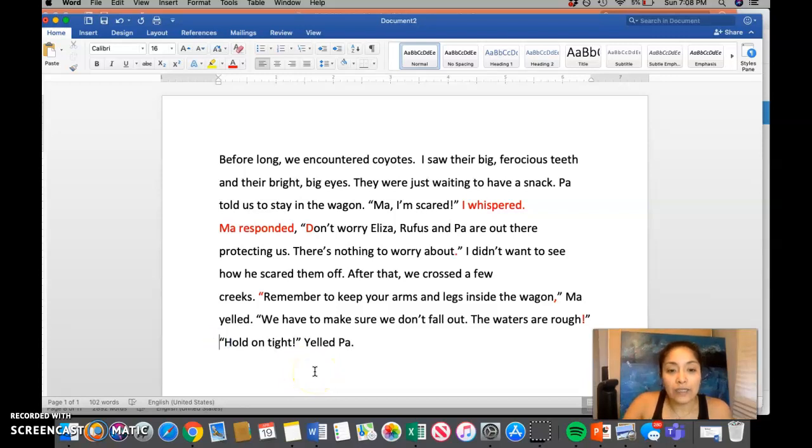"Hold on tight." So this is a new line. So it already made it a new line. "Hold on tight," yelled Pa. So here, this person noticed, yes, this is the end of the quote, but the tag is still part of the sentence. So that's something you have to keep in mind. The dialogue tag, if it's at the beginning or at the end, is always part of the sentence. So you don't capitalize it. So this is a little y.